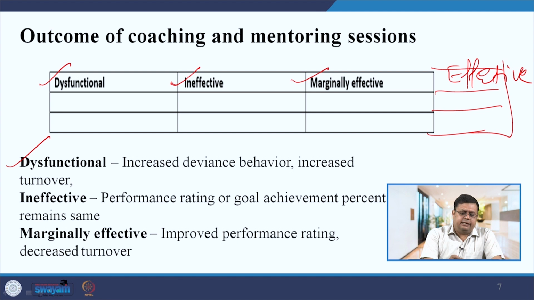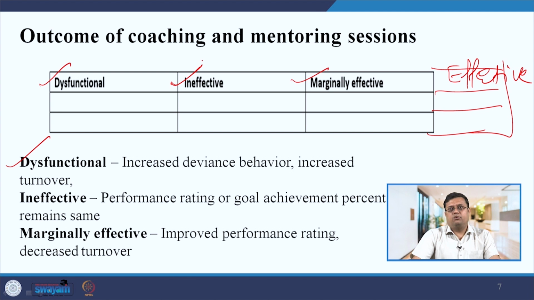And the second category that I keep is ineffective. So if the performance rating before coaching and mentoring is the same as the performance rating after coaching and mentoring, then such programs I keep under the ineffective category. If performance rating has increased in some of the cases, then I would say marginally effective.